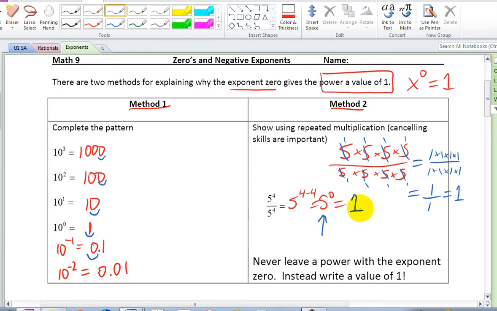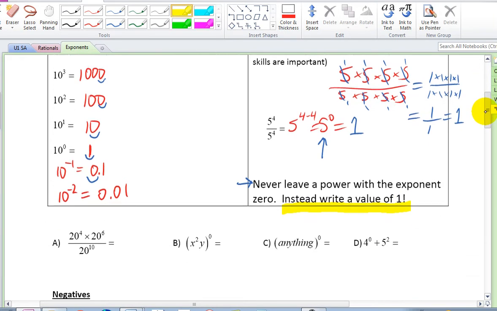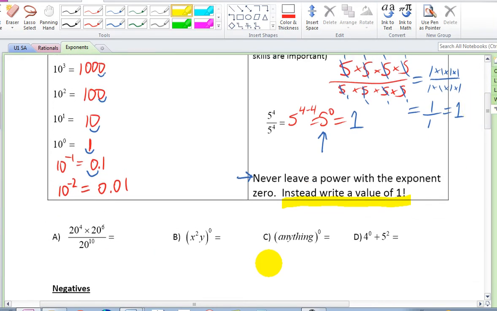Okay. So never ever leave an exponent with a power with the exponent 0. Never ever. Instead, what do you have to do? Write the value of 1. Okay. So you're going to be working along, doing all the same stuff we just did yesterday, and you'll get 16 to the exponent 0. That doesn't equal 16. What does it equal? 1. Perfect.